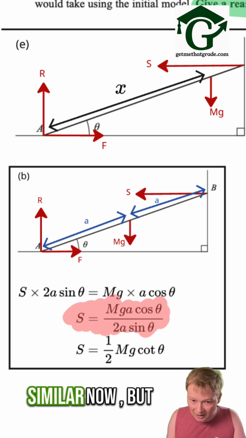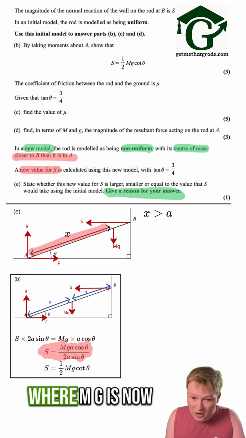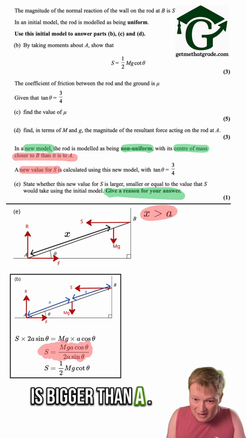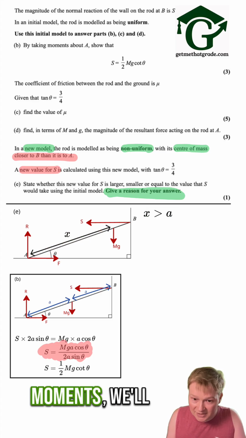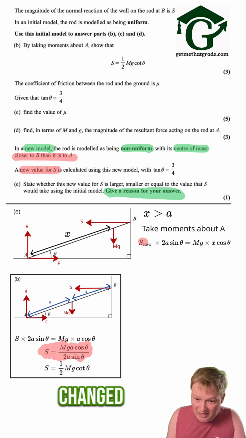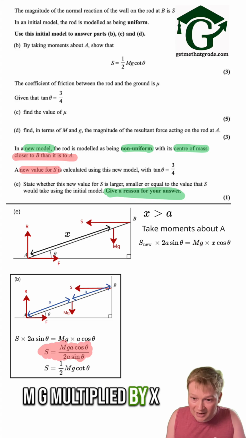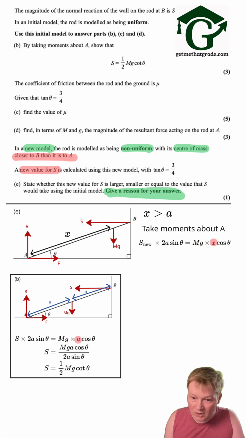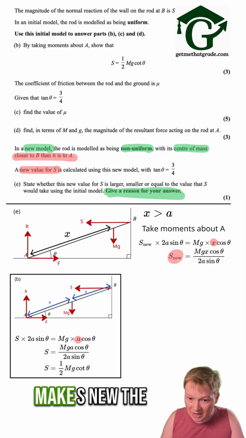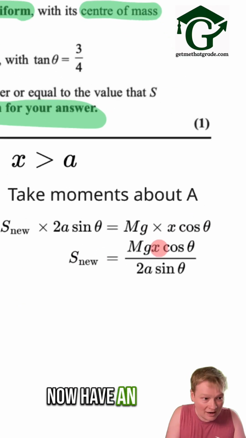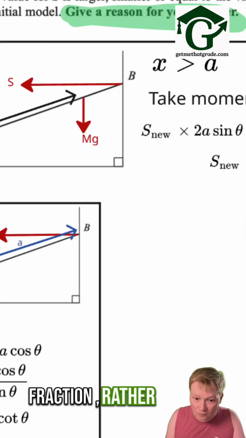Let's do something similar now, but in our scenario, where mg is now acting at a distance, say, of x from A, where x is bigger than a. So, thinking about moments, we'll have S multiplied by 2a sin theta. That hasn't changed. And the only thing that would change here would be that it's mg multiplied by x cos theta, not by, as it was before, a cos theta. So when I rearrange this to make S the subject, the only thing that changes is that we now have an x on the top of the fraction rather than an a.